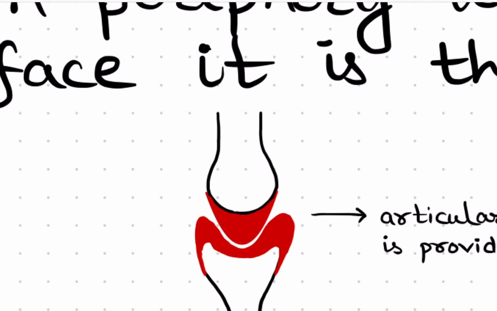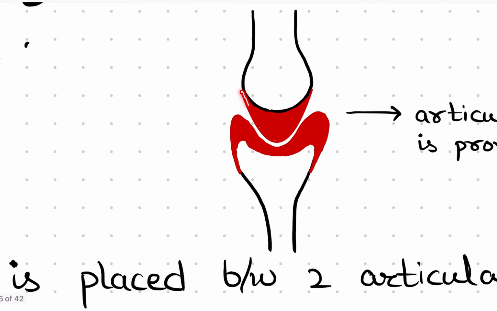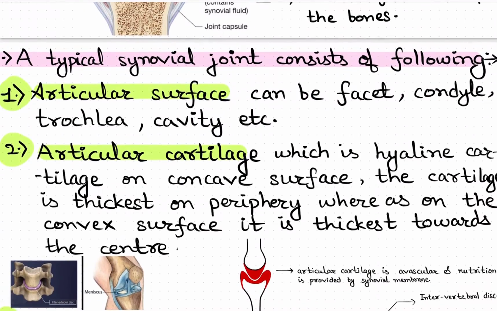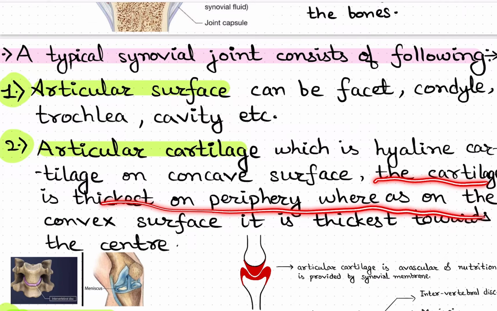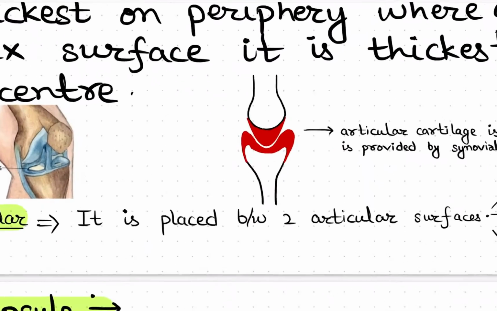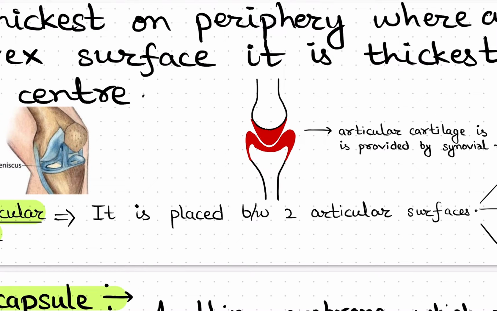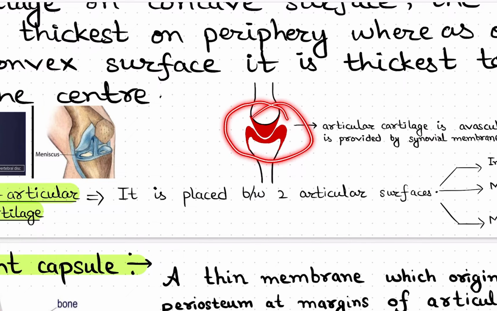What is it telling? It is telling us that this hyaline cartilage on the peripheral region is thin, and in the center it is thick, on the convex surface. In the convex surface, the hyaline cartilage is thickest in the center, and in the concave surface, the hyaline cartilage is thickest at the periphery. So it is a knee joint which we are seeing here. This is a knee joint, and it is a synovial joint.